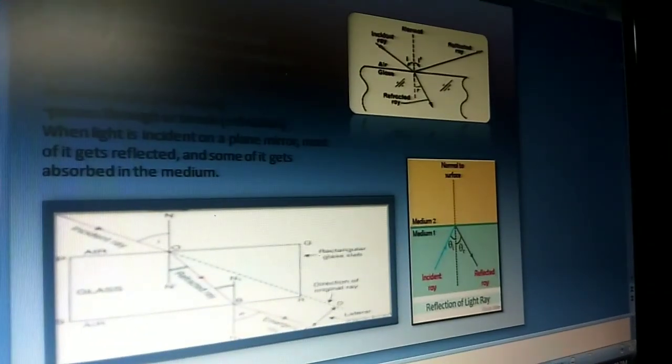Laws of reflection. What are the laws of reflection? The incident ray and reflected ray lie in the same plane at the point of incidence, on either side of the normal. Next, the angle made by the incident ray with the normal is known as the angle of incidence, and the angle made by the reflected ray is known as the angle of reflection. The angle of incidence is represented by small i, whereas the angle of reflection is represented by small r. Angle i is equal to angle r.